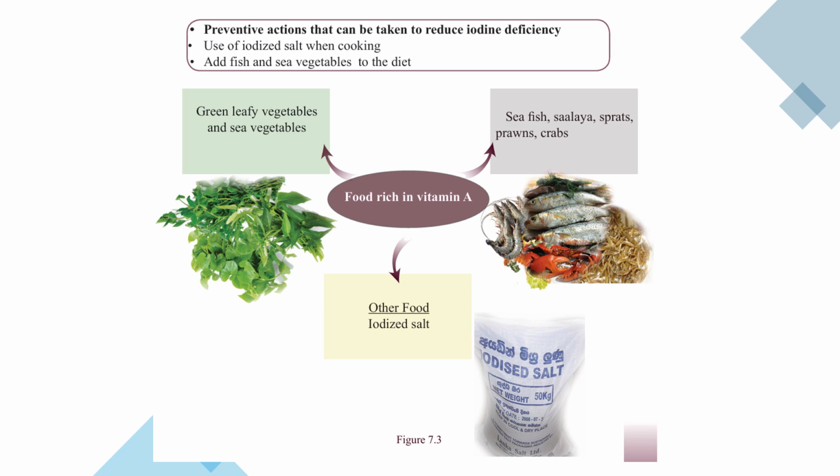So here you can see the preventive actions that can be taken to reduce iodine deficiency. So number one is to use iodized salt when cooking, and also add a lot of fish and sea vegetables to the diet. So here you can see the type of green leafy vegetables and sea vegetables. Sea vegetables, in the sense of what they mean by that term, are mainly the seaweeds. And then there are sea fish, prawns and crabs, and other food, mainly iodized salt. So make sure you add all these foods rich in iodine to your diet.